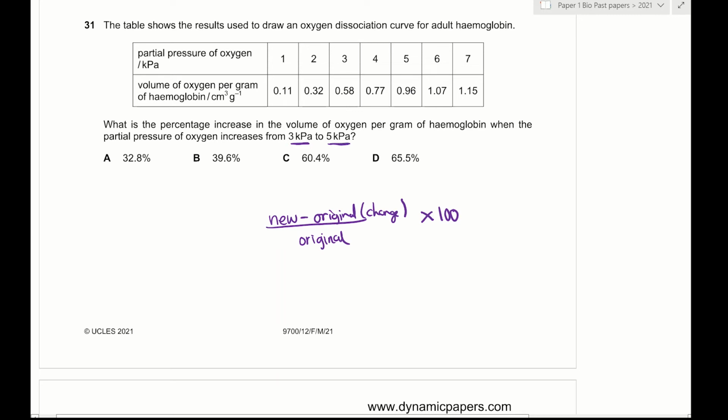So what we do is 0.96 minus 0.58 divided by 0.58, because this is the original, times by 100. This is going to give us 65.5%, and the answer is going to be D.